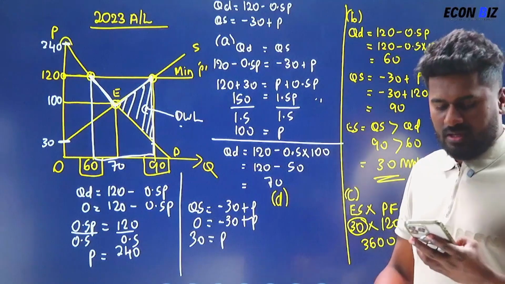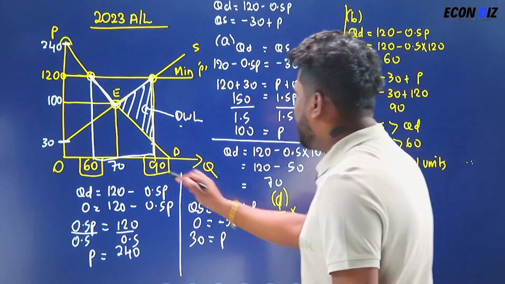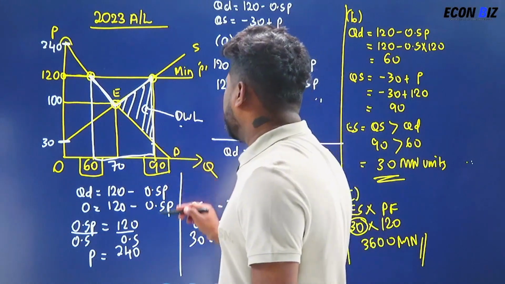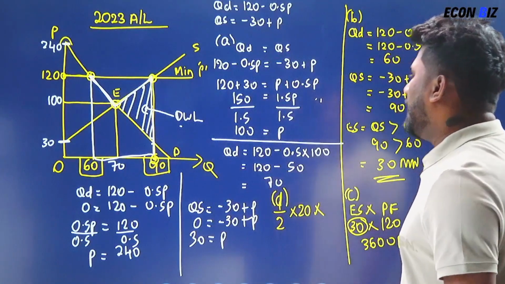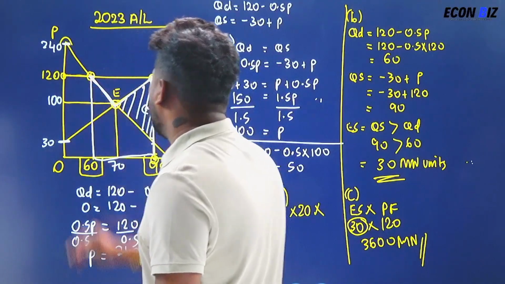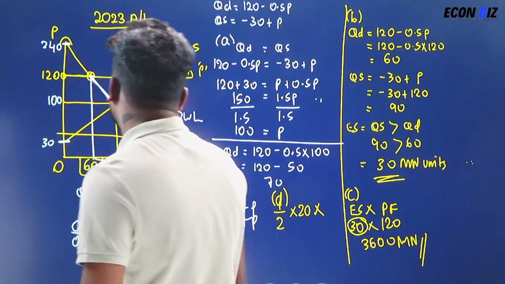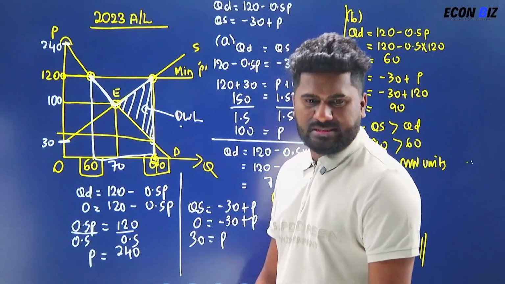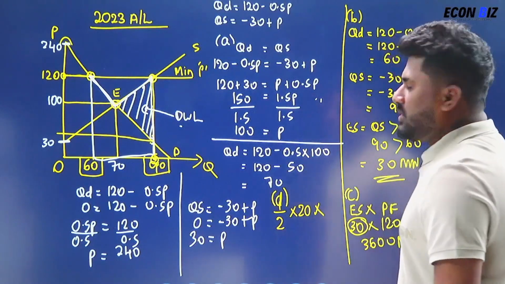Let's find out the dead weight loss area. This is a triangle, half multiplied by base. Base, 70 to 90, is 20, multiplied by height. This is 120, but you don't know what the exact price is for these 90 units. So let's find that out too.